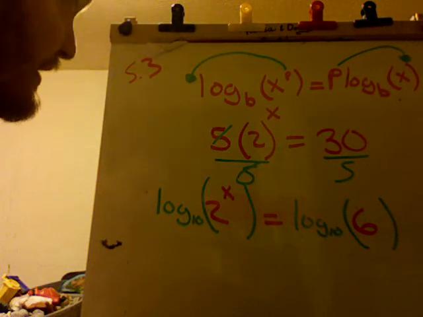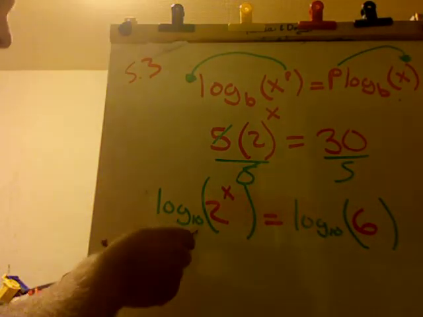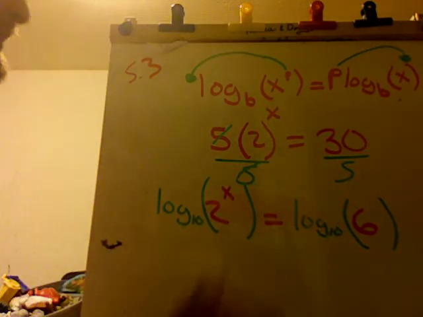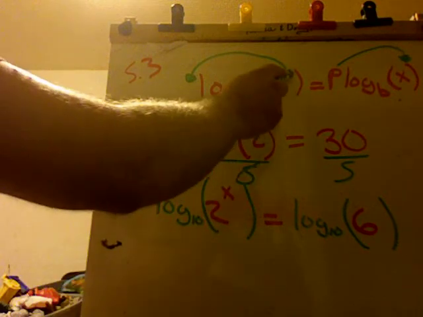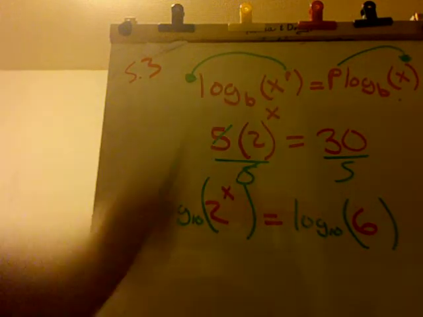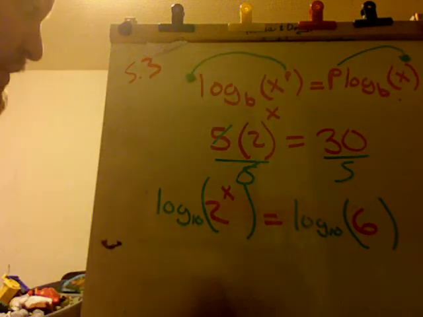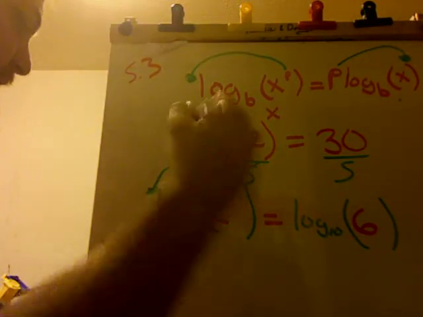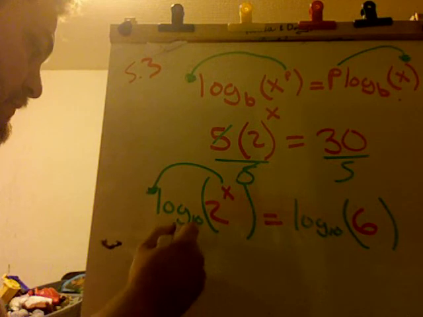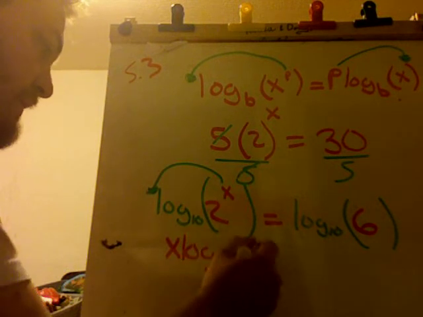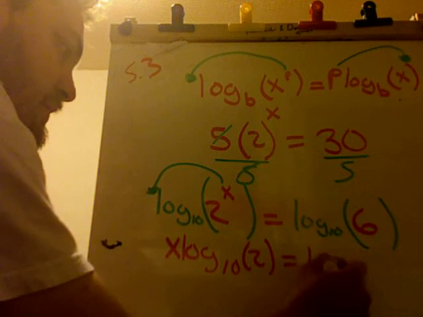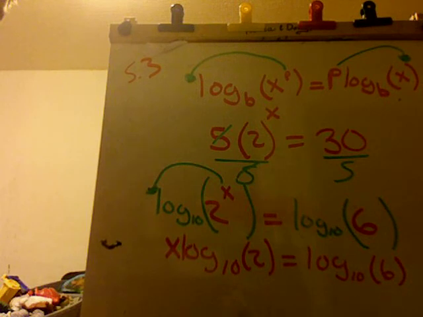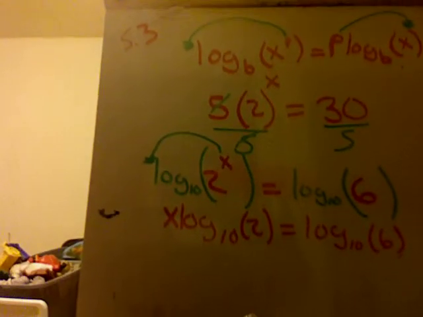Now, I'm going to look at this and say, well, I've got this log base 10 of 2 to the x, and I don't like that x there. So I can go back to this rule. It says that if you've got some number out here in your exponent, you can pop that down over here. So I'm going to take that x and pop it down over here. Now I've got x log base 10 of 2 equals log base 10 of 6. Now I've got something I can deal with algebraically.